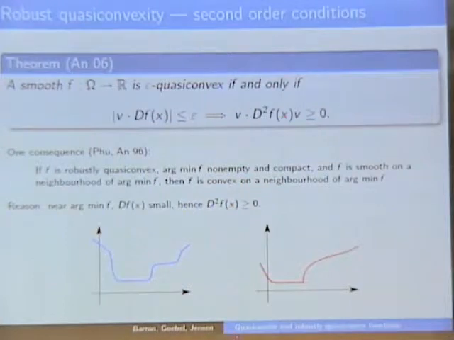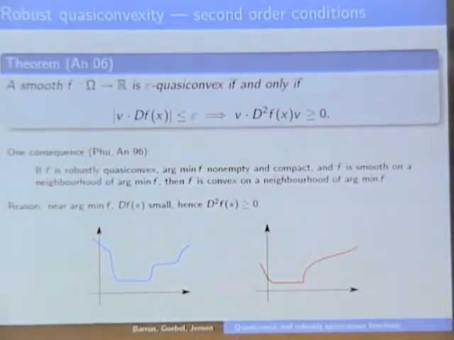The reason is that at a minimum, the function has a zero gradient, and nearby the gradient is almost zero. So the perpendicularity is not a constraint, and this has to hold. So you really get convexity around the set of minimizers. But again, for non-smooth functions, that's totally false.